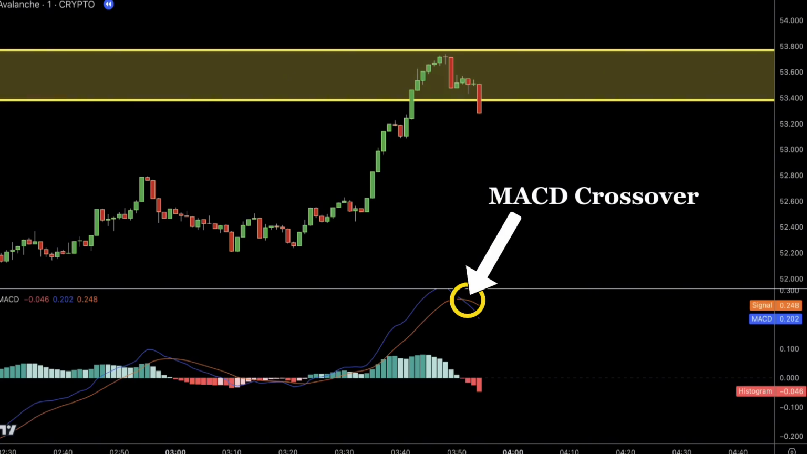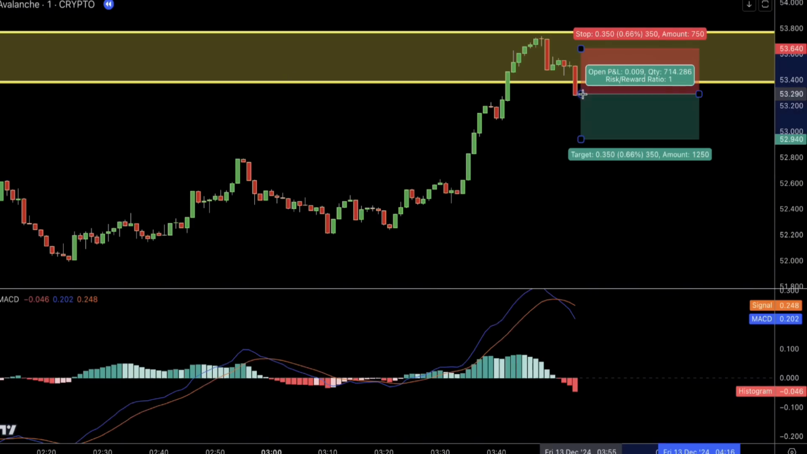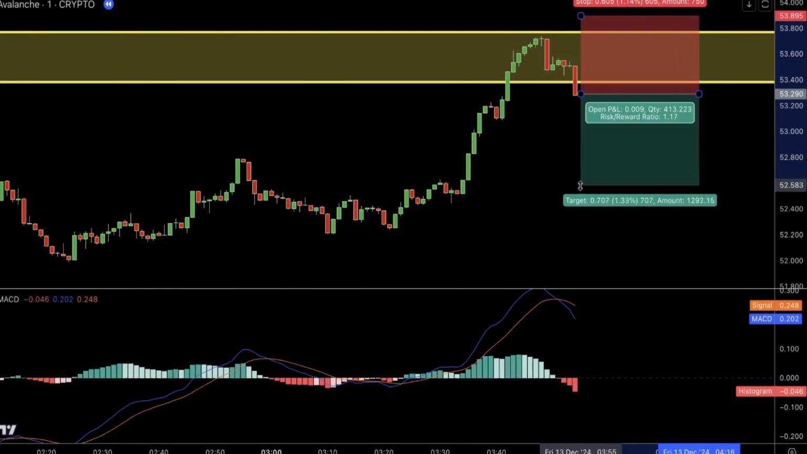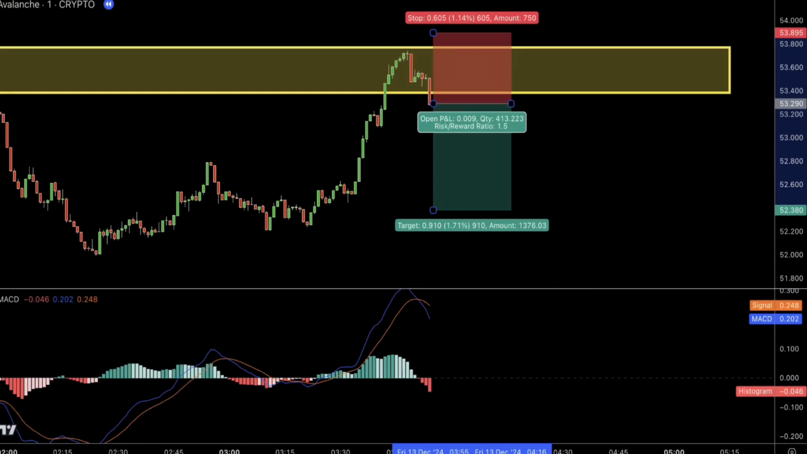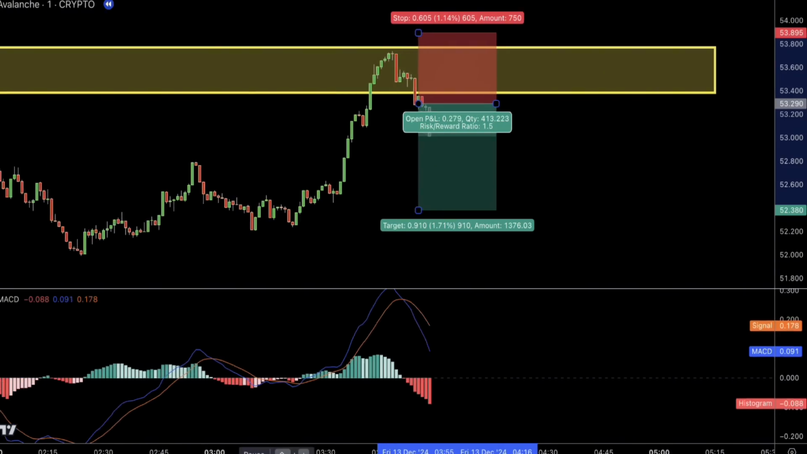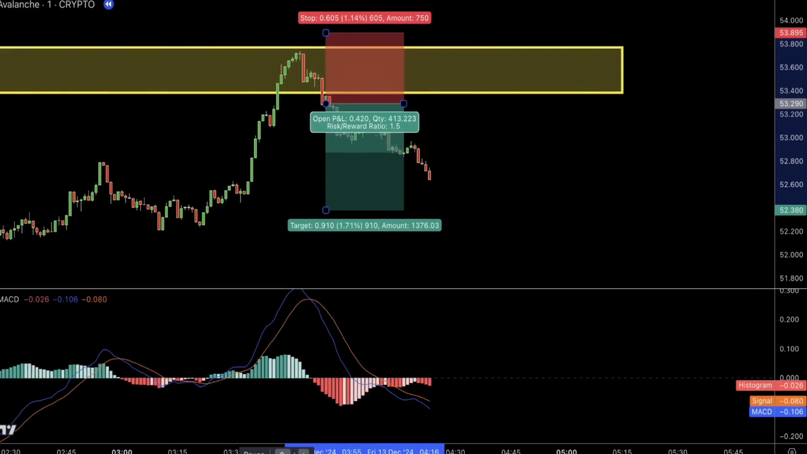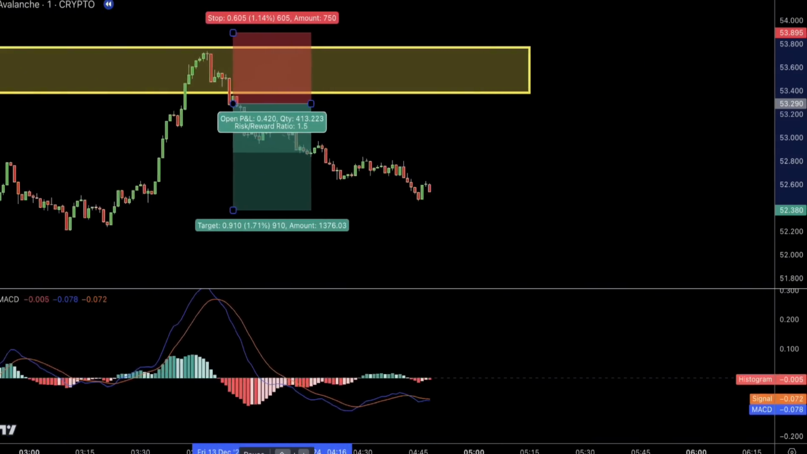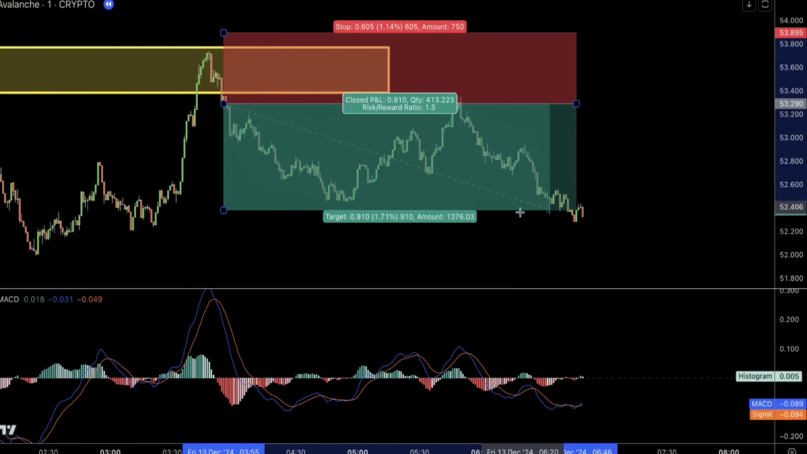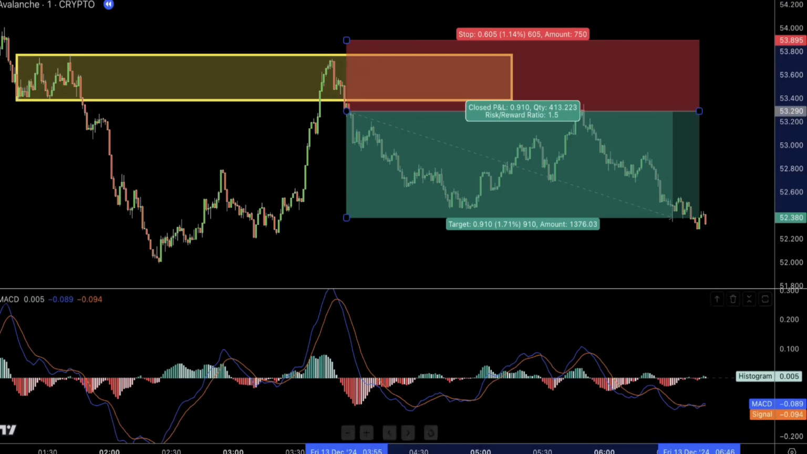Here's how to trade this setup effectively. Enter the trade at the close of the confirmation candle that forms after the MACD crossover. Place your stop loss 5 pips above the 15-minute supply zone to minimize risk while giving the trade room to breathe. Aim for a 1.5 to 1 reward to risk ratio, where your target is 1.5 times your initial risk. Look at what happened. The market moved exactly as anticipated and hit the target.